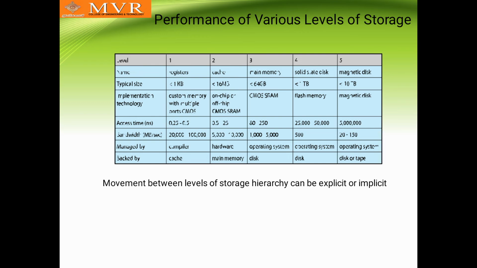Here the name of level 1 is user register, and its size is less than 1 KB. The implementation technology is custom memory with multiple ports, that is CMOS. Access time is 0.25 to 0.5, bandwidth of level 1 is 20,000 to 1 lakh, managed by compiler, backed by cache. See this, all the levels are listed with their names, implementation technology, access time, bandwidth, and managed and backed by. All of you can understand.